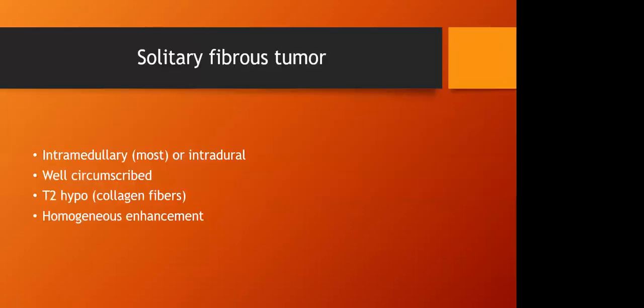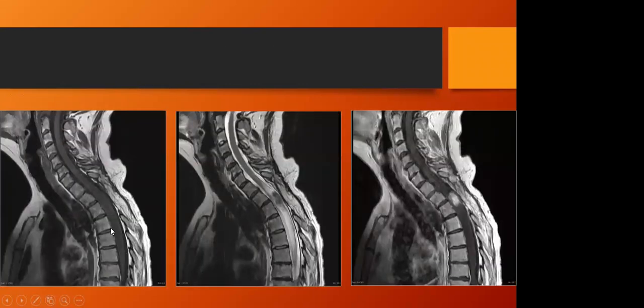Solitary fibrous tumor. Solitary fibrous tumor is intramedullary in most of the cases, or could be intradural. It's a well circumscribed benign tumor, and the characteristic feature is that it's hypo in T2 due to the presence of the collagen fibers. It takes homogeneous enhancement. This is characteristic for the solitary fibrous tumor, that it presents with T2 low signal due to the presence of collagen fibers, and also it takes enhancement.